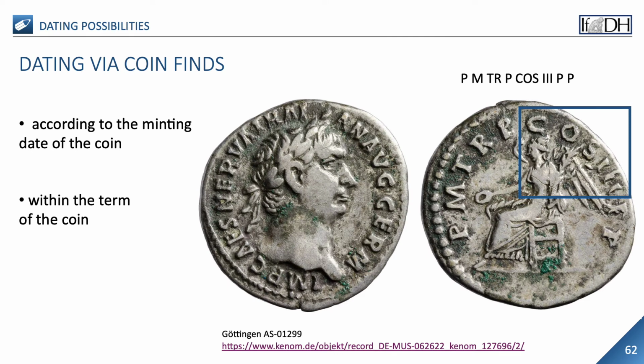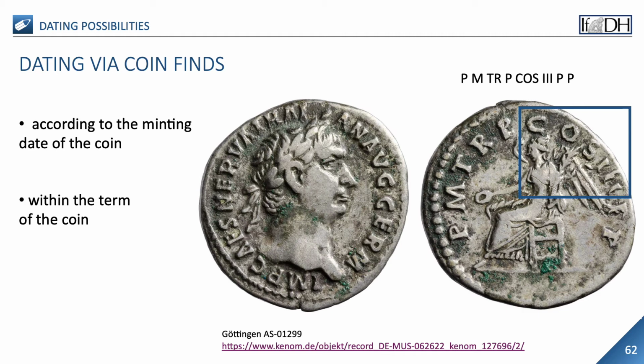On this silver coin of Trajan, the legend COS for consul and the Roman numeral 3 can be read on the reverse above the sacrificing goddess of victory. The coin was thus minted during Trajan's third consulate in the year 100. This gives us an exact determination of the coin's date of origin. However, we do not know how long the coin was in circulation.